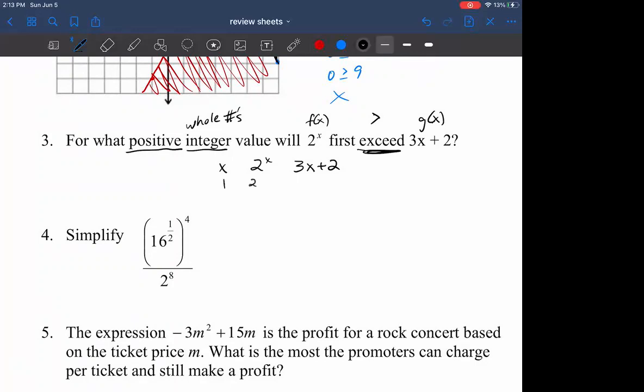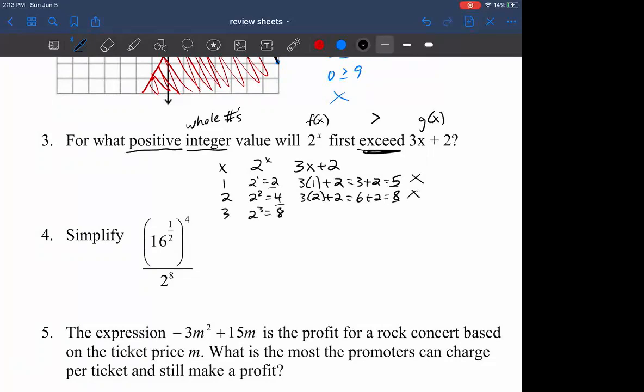2 to the first power, that's 2. We plug in 1 for x on this other function, we get 3 times 1 plus 2, which is 3 plus 2, that's 5. So is 2 to the x bigger than 3x plus 2 here? No, 2 is smaller than 5, so we haven't exceeded it yet. Let's go to 2. 2 squared makes 4. Plug in 2 to the other one. 3 times 2 plus 2 makes 6 plus 2, which is 8. Is 4 exceeding 8? Is it greater than 8? No. So do it again.